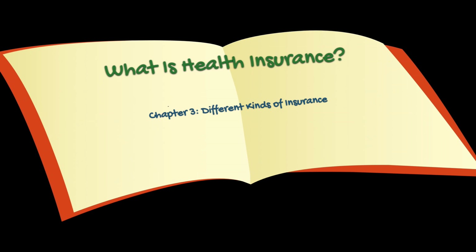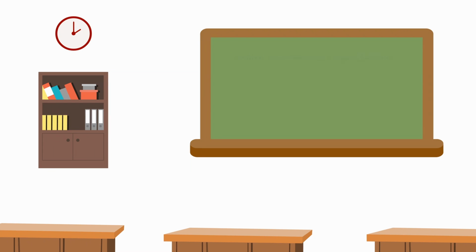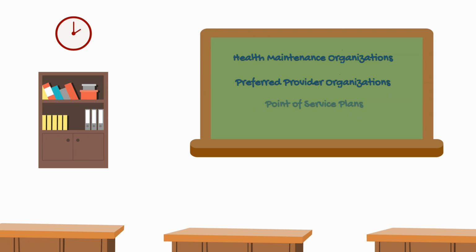Chapter 3, Different kinds of insurance. Remember when I said insurance is not a one-size-fits-all? That's because there's a wide variety of types of health insurance, each one offering different coverage options. There are at least 4 distinct types of health insurance. There are HMOs, also known as Health Maintenance Organizations, PPOs, or Preferred Provider Organizations, POSs, or Point of Service Plans, and then EPOs, also known as Exclusive Provider Organizations.